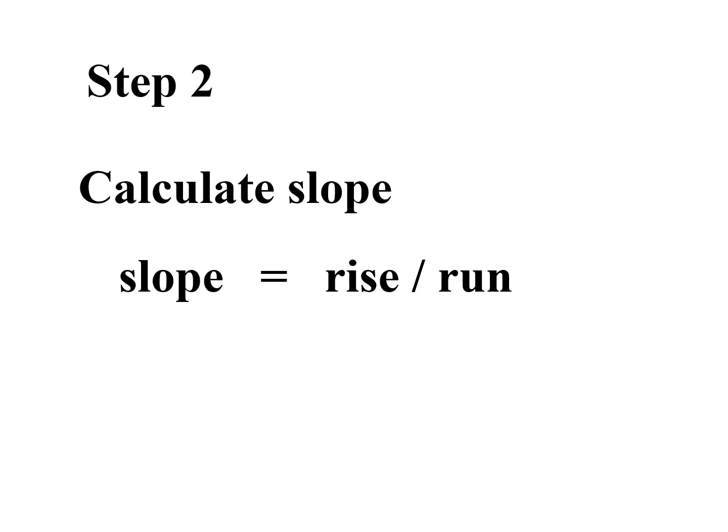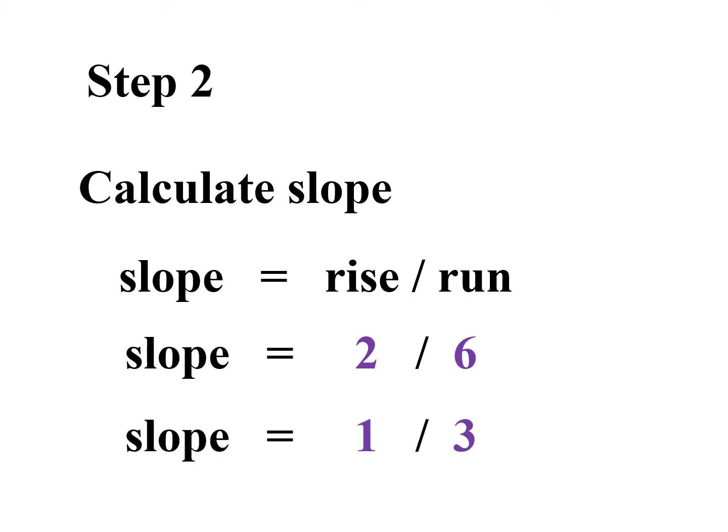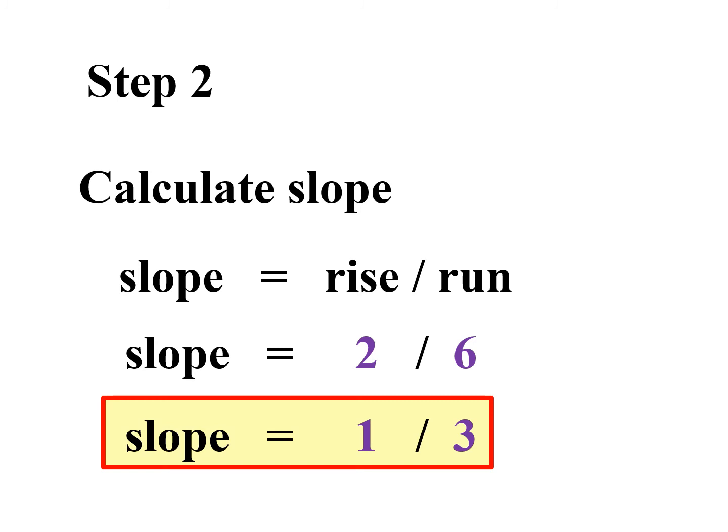So now we have the rise and the run, we're ready to calculate the slope. And again, the slope is equal to rise divided by run. So if we substitute our value for the rise, we have the slope is equal to 2 divided by the run, or slope is equal to 2 over 6. Our next step is to simplify this fraction, and when we do that, we get 1 over 3. So this completes our second step. We found our slope, 1/3.